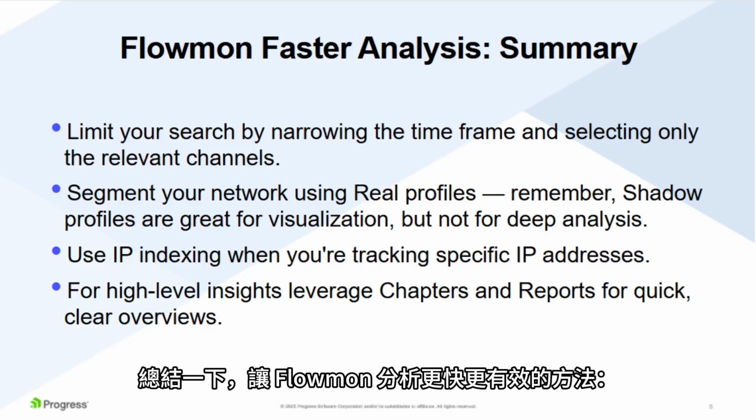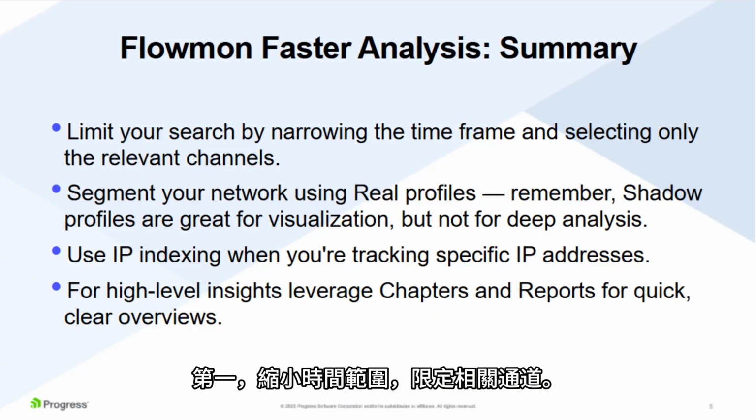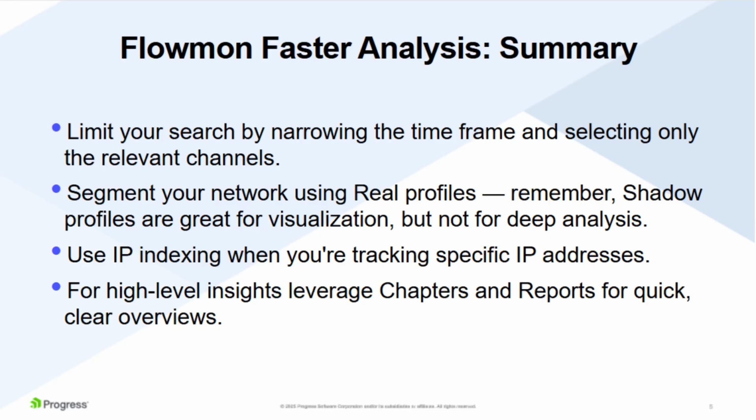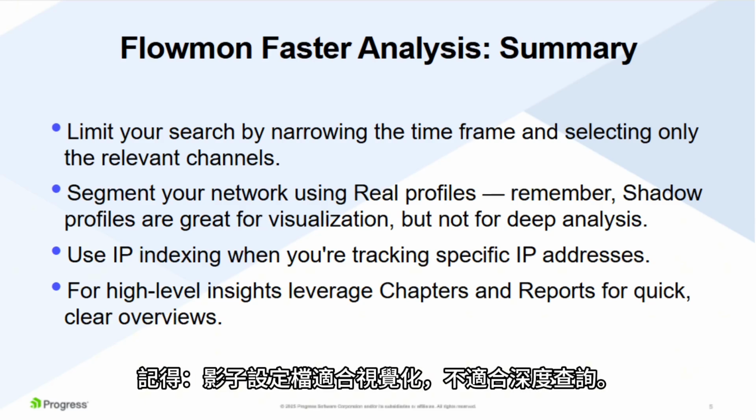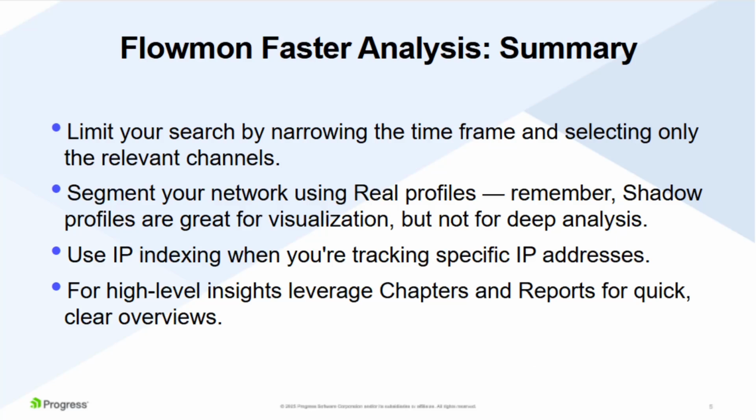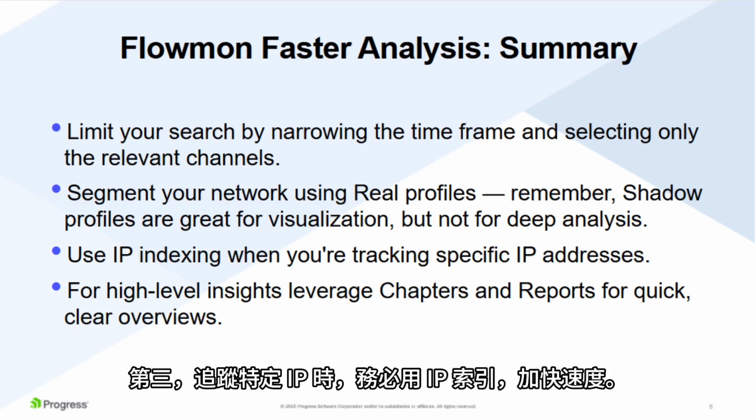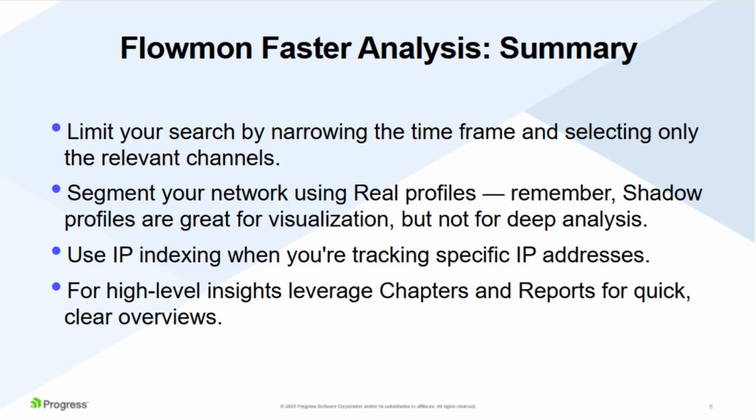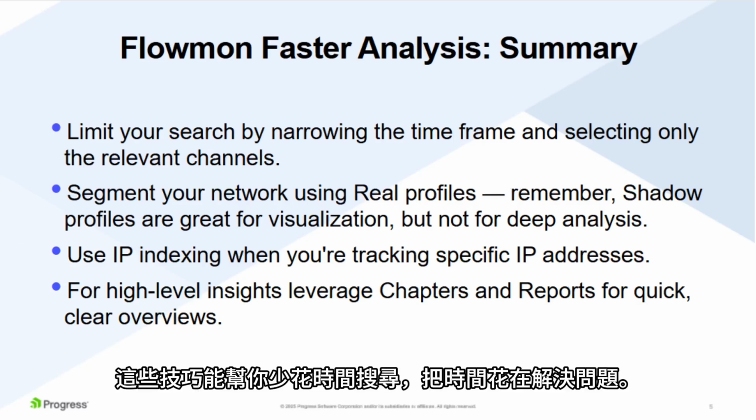To wrap up, here's how you can make your Flowmon analysis faster and more effective. Limit your search by narrowing the timeframe and selecting only the relevant channels. Segment your network using real profiles. Remember, shadow profiles are great for visualization, but not for deep analysis. Use IP indexing when you're tracking specific IP addresses. It's much faster. Leverage chapters and reports for quick, clear overviews when you need high-level insights. With these techniques, you'll spend less time searching and more time solving.